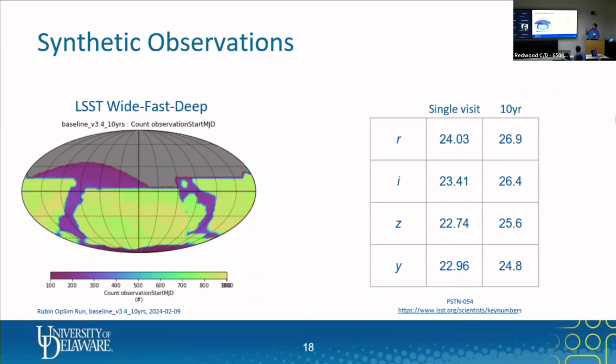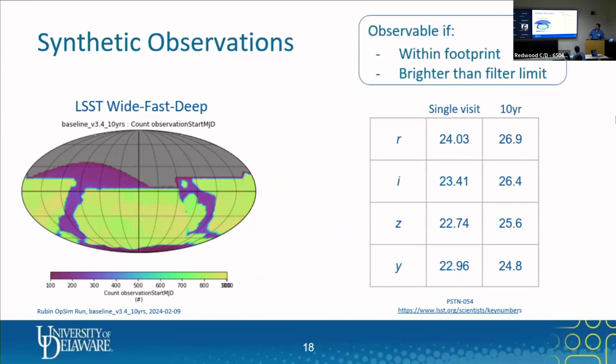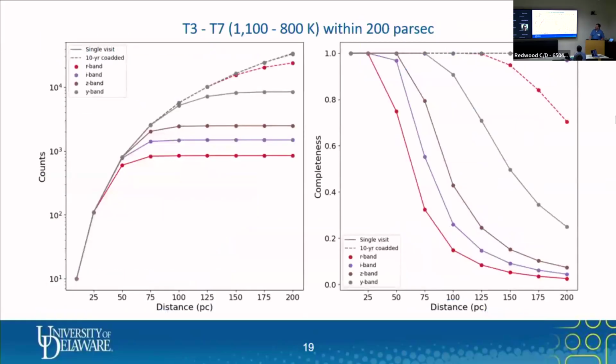We simulated observations using the LSST wide, fast, deep footprint, roughly anything below 15 degrees in declination, and the single visit and 10-year co-added photometric depths for the r, i, z, and y bands. And we said an object in our simulation would be observable if it's within the footprint and brighter than the filter limit. And so we did this for a subpopulation of T3 to T7 dwarfs in our synthetic population within 200 parsecs. That's because that's the best fit for the model, and also that's the largest symmetric volume we could do based on the cylinder we had.